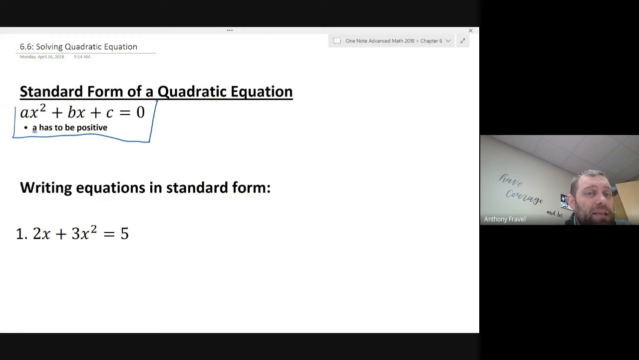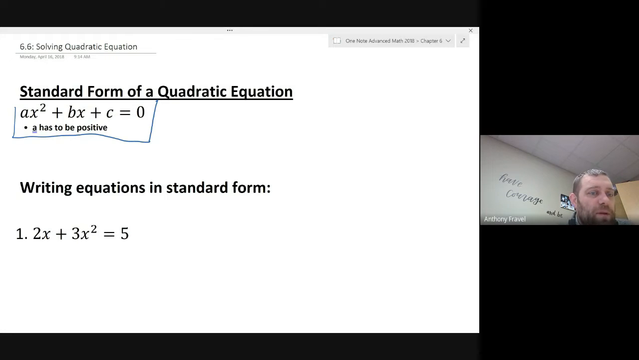It does need to be set up to equal 0. So whenever you have it, make sure that it goes in that same order where you have the x squared, then you just have the x, and then you have one that does not have a variable at all. And the last part will be that your a does have to be positive. If it's negative, then you're going to multiply everything by -1 just to turn it into a positive number.